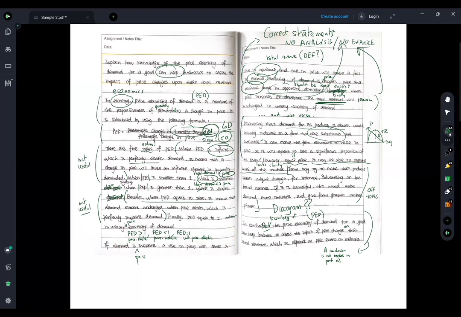Of course, we don't need to evaluate because this is part A. So analysis is superficial. There is no application whatsoever. There is no diagram used, whereas of course a diagram could have been used. So that's just an average answer for me.